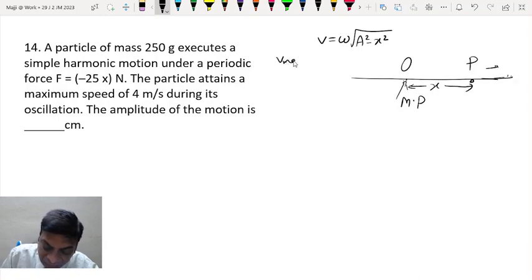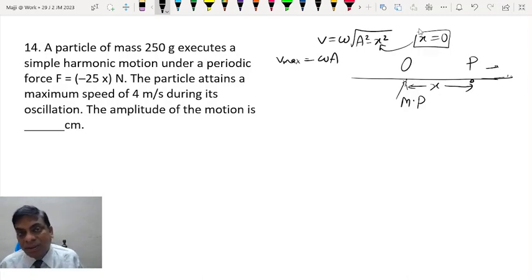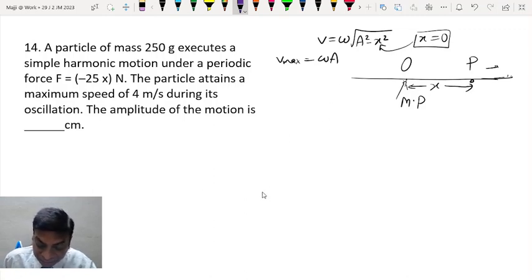Now, in order to have maximum speed, x should be minimum, and that minimum x will be 0 when it is at the mean position. So always remember, when a particle crosses the mean position, it will have maximum speed, and that maximum speed is this. So if we can find omega, and v is already given, then we can find a. How to find omega? The standard form of simple harmonic motion is a equal to omega square into x.